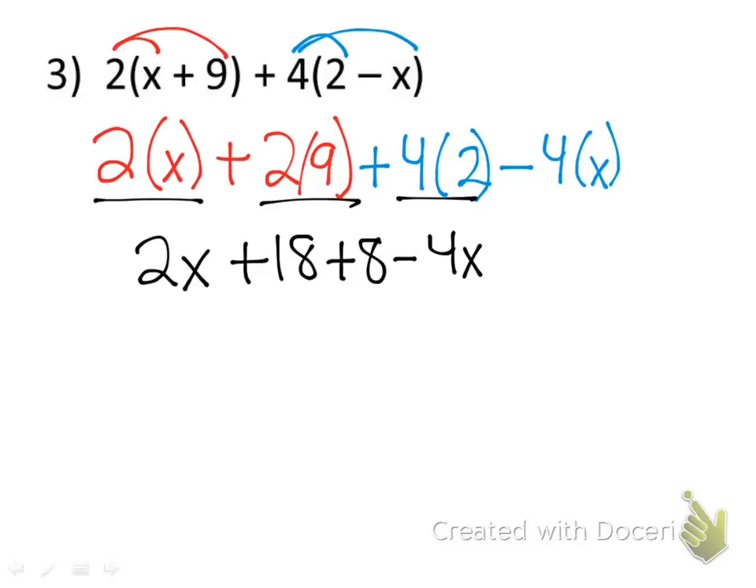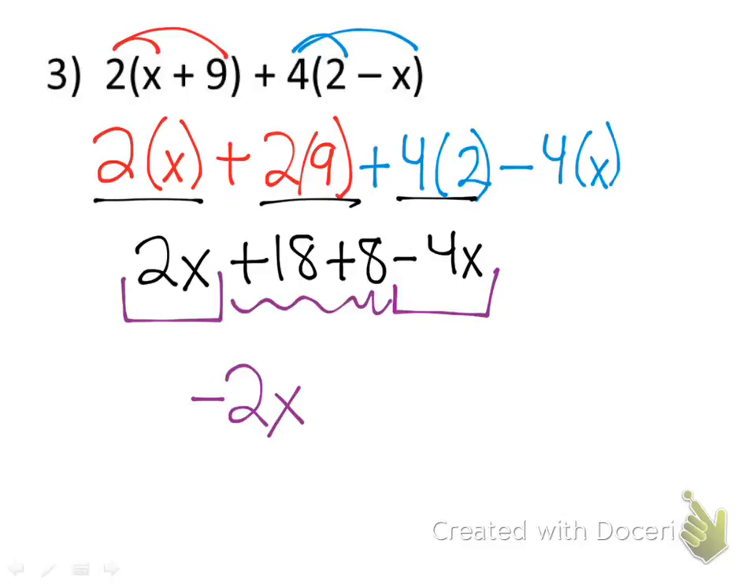Okay, so I need to combine like terms. So I have 2 places where I see x's. What is that going to give me? 6x. Nope. Negative 2x. It's like 2 minus 4. So that's negative 2 and then the x comes along. You got to keep that negative with the 4, or that minus with the 4. What is 18 plus 8? You were right the first time. 26. Very good. Good job. Questions?